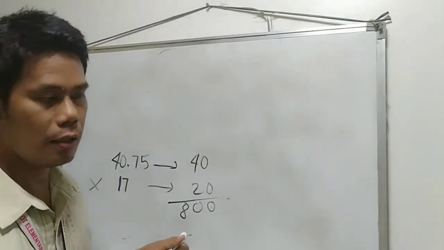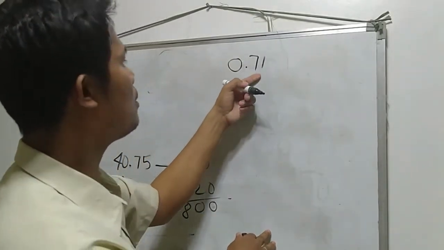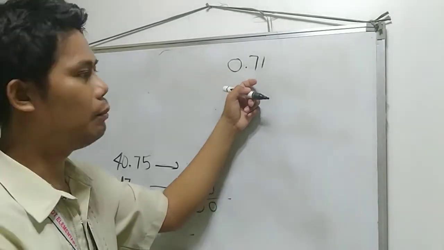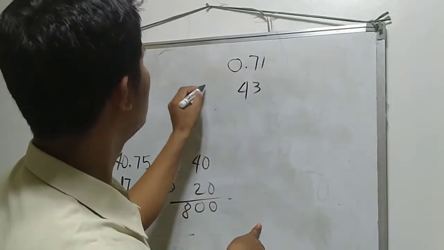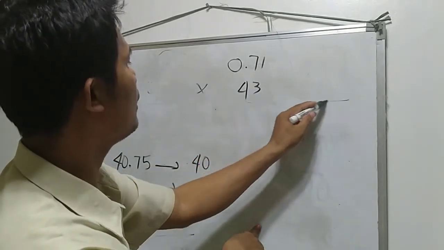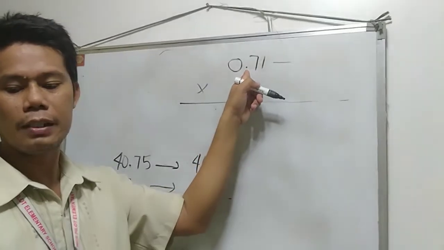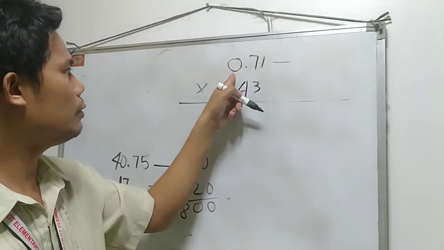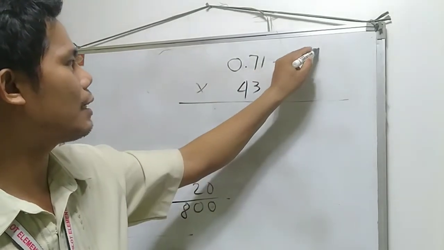Let's have this. Okay, look at this. This is 71 hundredths. Hindi siya whole number. Then multiply by 43. So, si 71 hundredths, 0, magiging 7 na nasa right, kaya magiging 1 na lang siya.